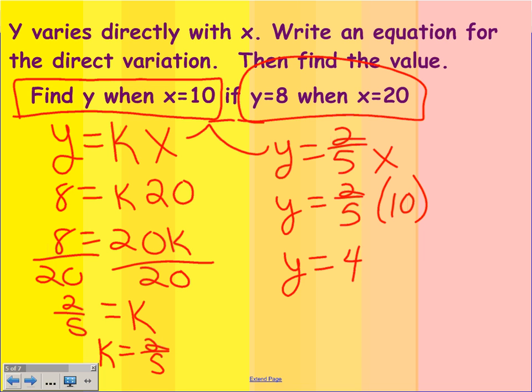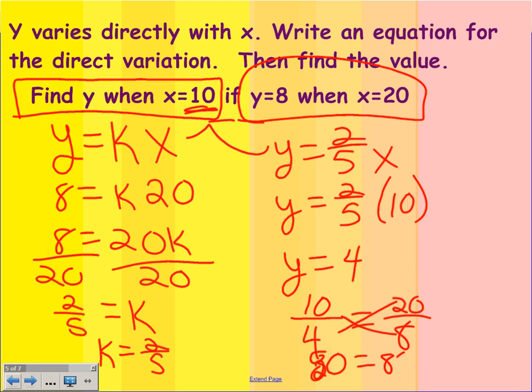If you're checking your work, then 10 is to 4 as 20 is to 8. You can change them into decimals. You can also use cross products. That's another way to check your work. So 4 times 20 gives me 80. 10 times 8 gives me 80. So that does, in fact, check.